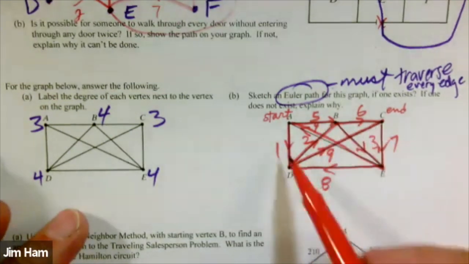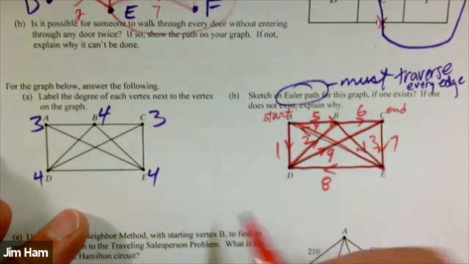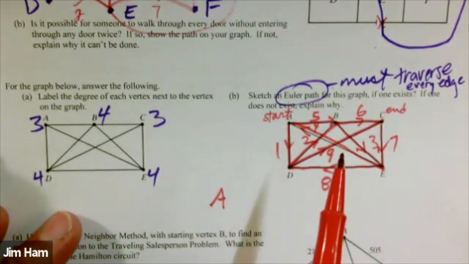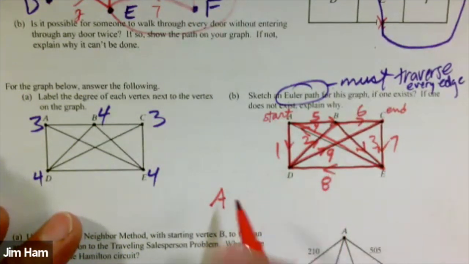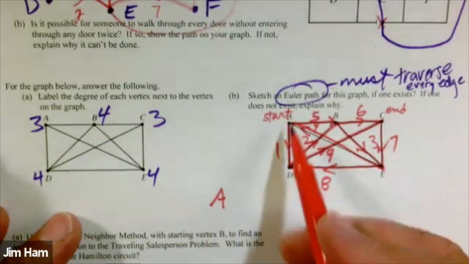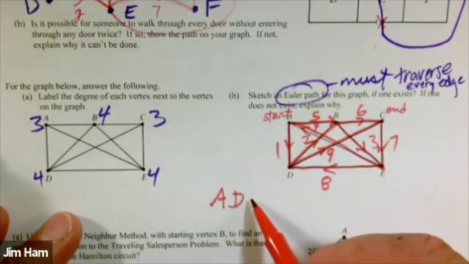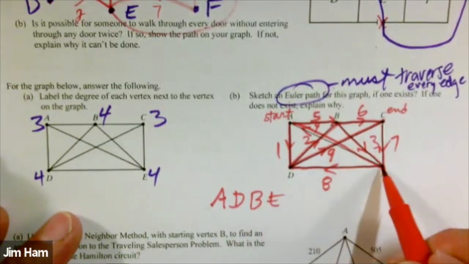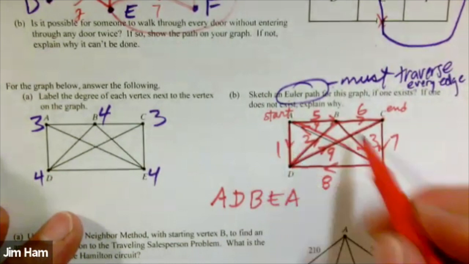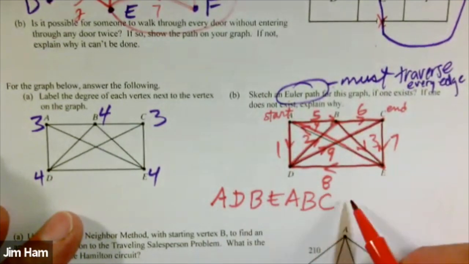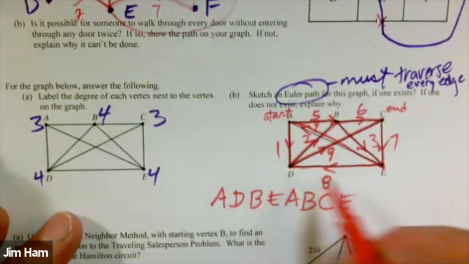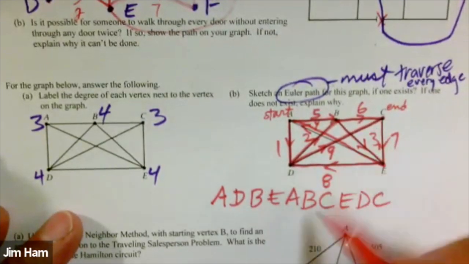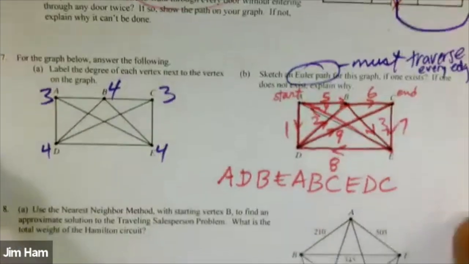So you can describe it this way, or you can describe it by referring to the manner in which you traverse the edges. So A, D, B, E, A, B, C, E, D, and then finally C. So one of these two approaches will tell me the path that you took.